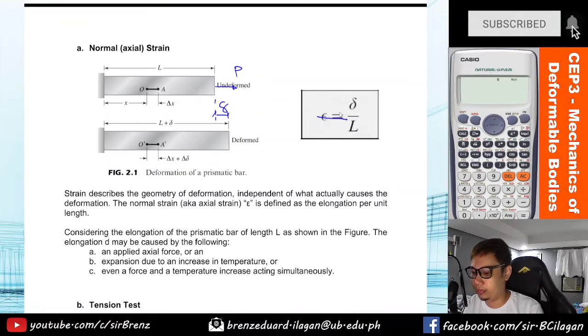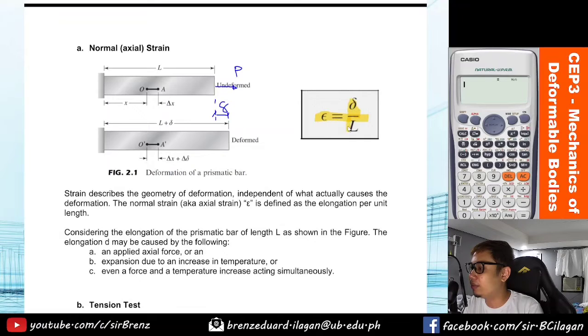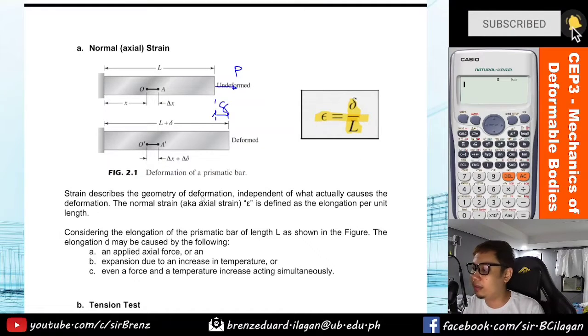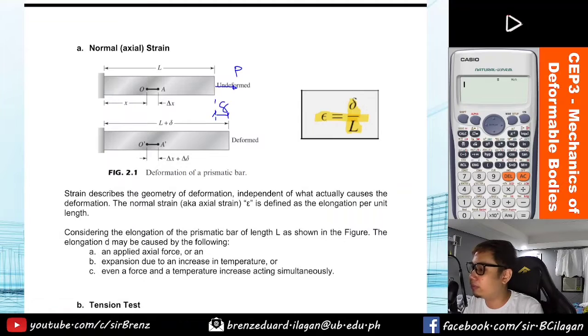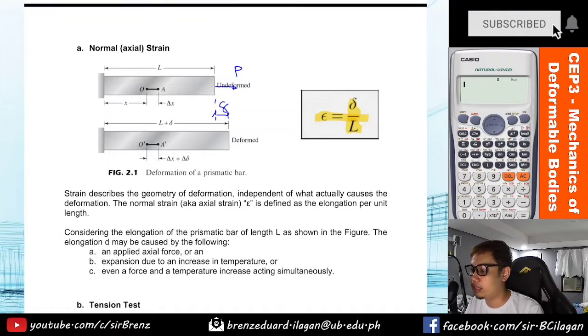Okay? Oh, sorry, yung highlighter natin. Ayan. So, ito yung ating equation na gagamitin dito. So, the strain is just the ratio of the deformation over L, or the original length of the bar. And this strain is unitless. Okay? The strain describes the geometry of deformation, independent of what actually causes the deformation. The normal strain, also known as the axial strain, epsilon, is defined as the elongation per unit length.